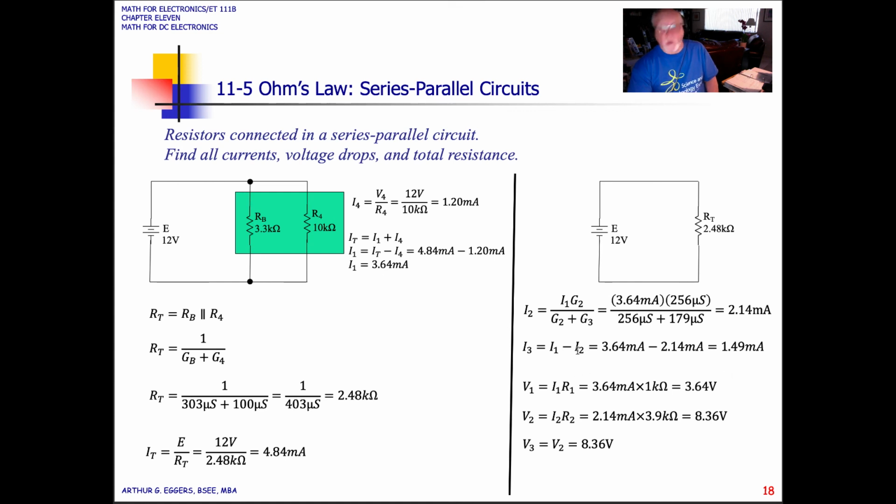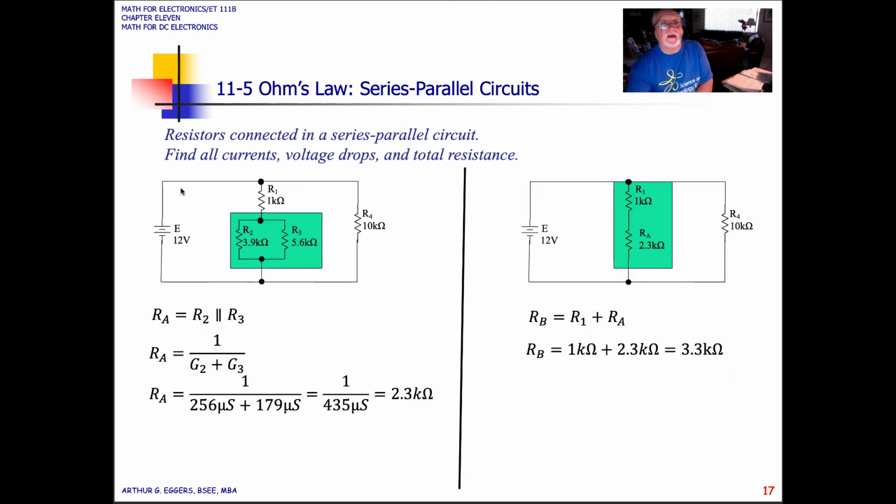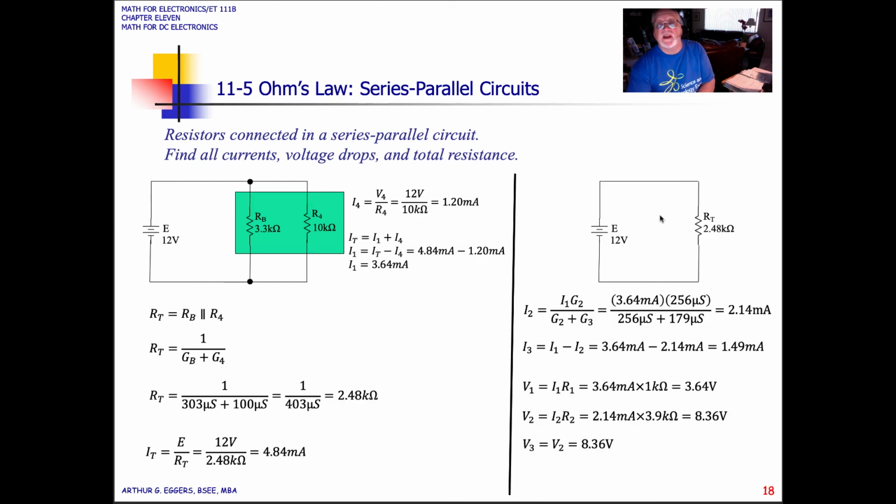So we've taken what looked like a complex circuit, boiled it down into parallel and series relationships to end up with the simplified circuit of the total resistance and applied voltage. This will become important later as we look at and use something called Thevenin's theorem. So that finishes chapter 11.